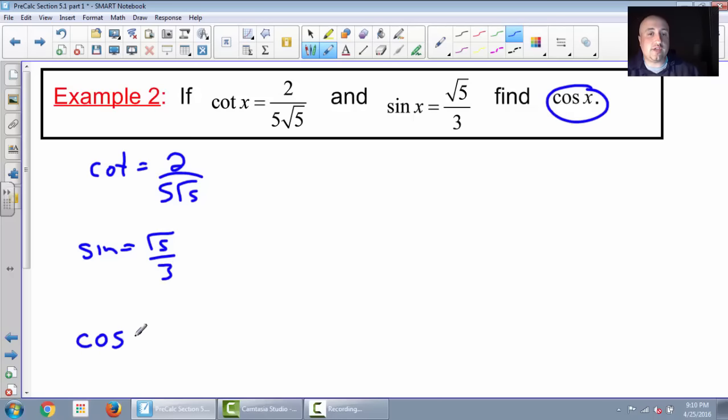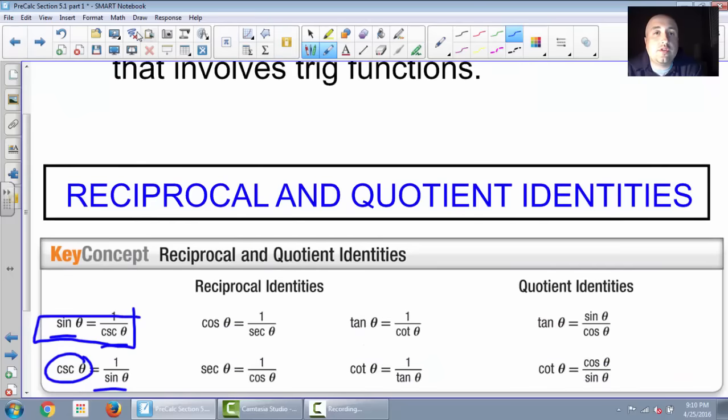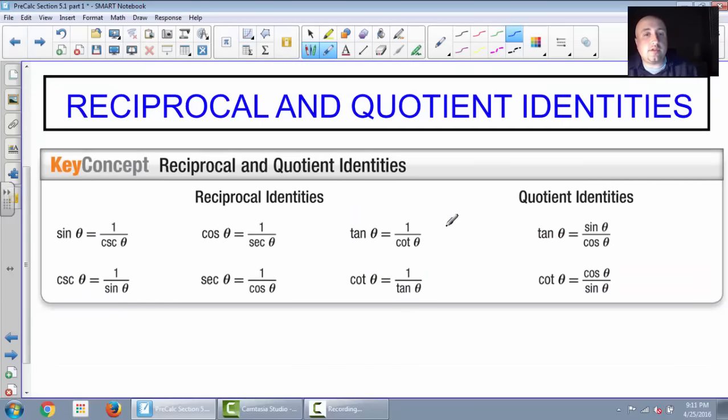We don't know what cosine is equal to. Okay, so let's look at our reciprocal and quotient identities and see if there's one that has cosine, sine, and cotangent in it. So let's go back to that original document. This one has sine, cosecant. That won't help us. Cosecant, sine, cosine, secant, secant, cosine. Tangent, cotangent, well it has cotangent, but that's it.